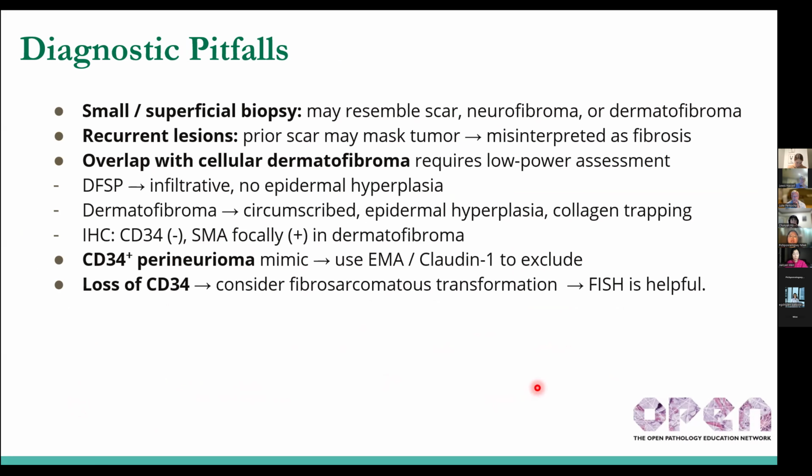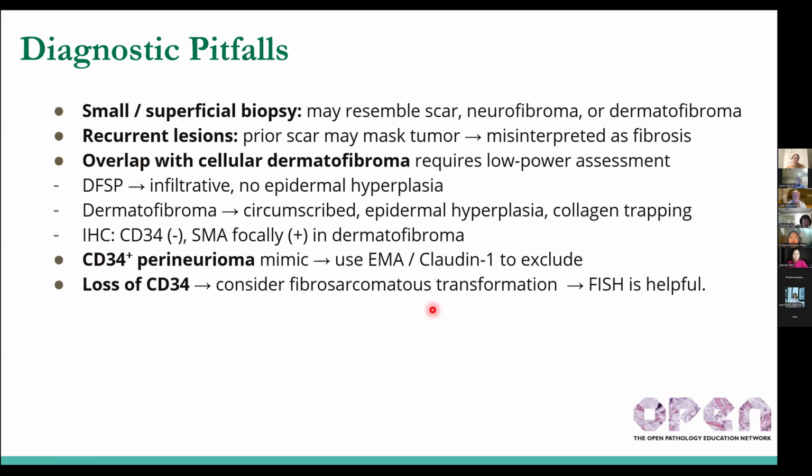Here are some of the diagnostic pitfalls of diagnosing DFSP. So we can receive a small and superficial biopsy. One of the biggest risks for a pathologist is to receive a small and superficial biopsy of a DFSP without the clinical information that it is a larger indurated plaque-like lesion. In such cases, the pathologist may only see a few extra spindle cells in the dermis and mistake the lesion for a scar, neurofibroma, or dermatofibroma.